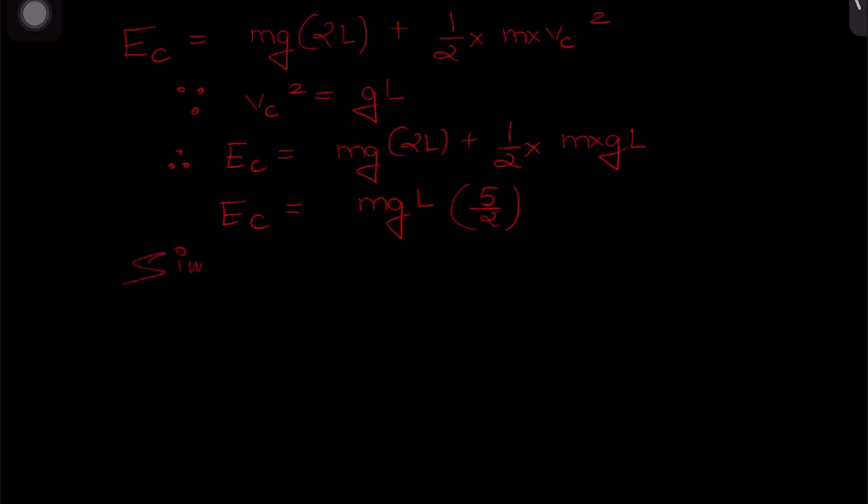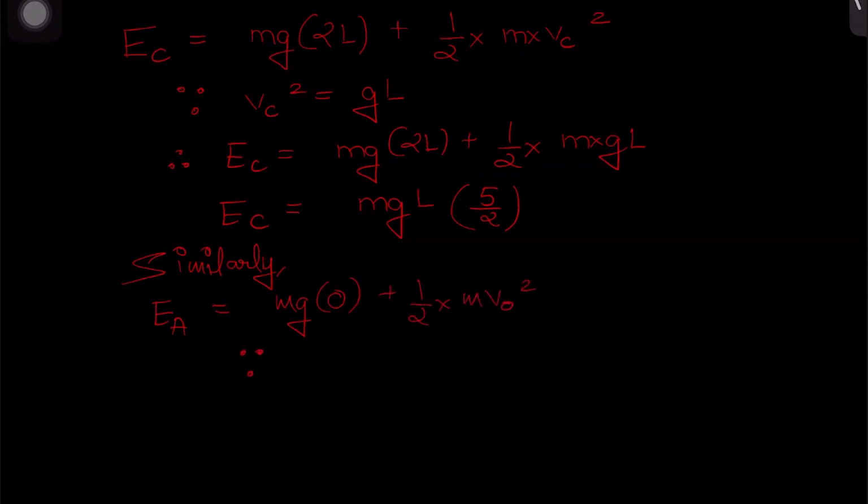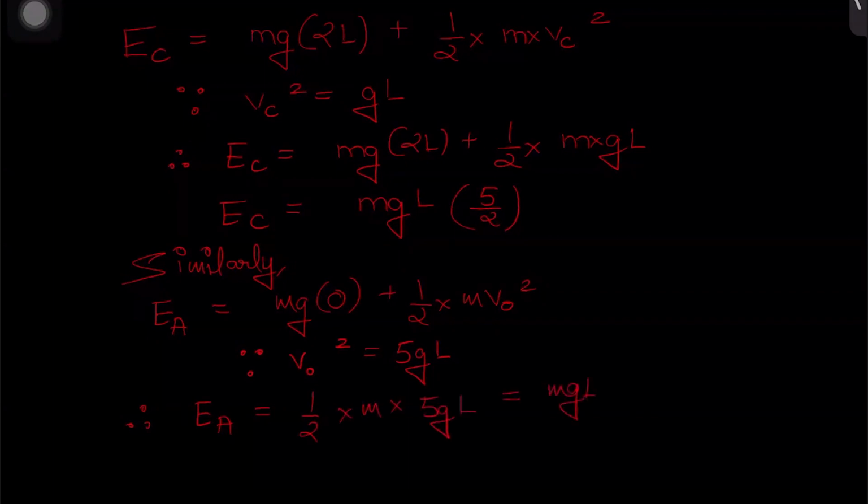Similarly, we can say energy at point A is mg into 0 plus half m into v0 square. We know that v0 square is equal to 5gL. Therefore, the total mechanical energy at A is half m into 5gL, which is equal to mgL into 5 by 2. So you can see that by any way we get the same value.